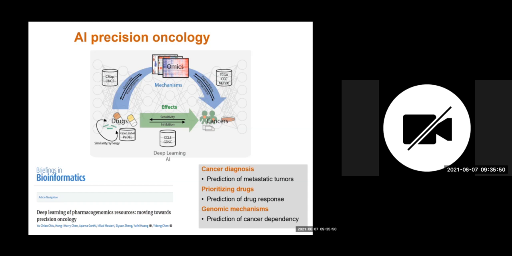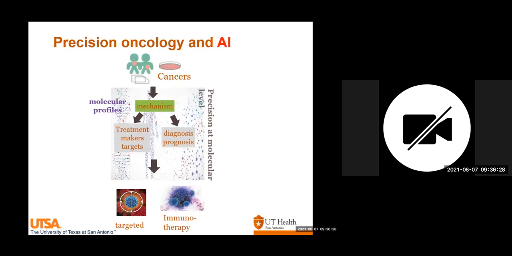These are some of the common research topics that we focus on, including, for example, cancer diagnosis, predicting, for example, metastatic tumors, prioritizing drugs, predicting, for example, the drug responses of a specific patient, and then understanding the genomic mechanisms, or predicting, for example, the type of genes that a cancer has, the so-called cancer dependencies.